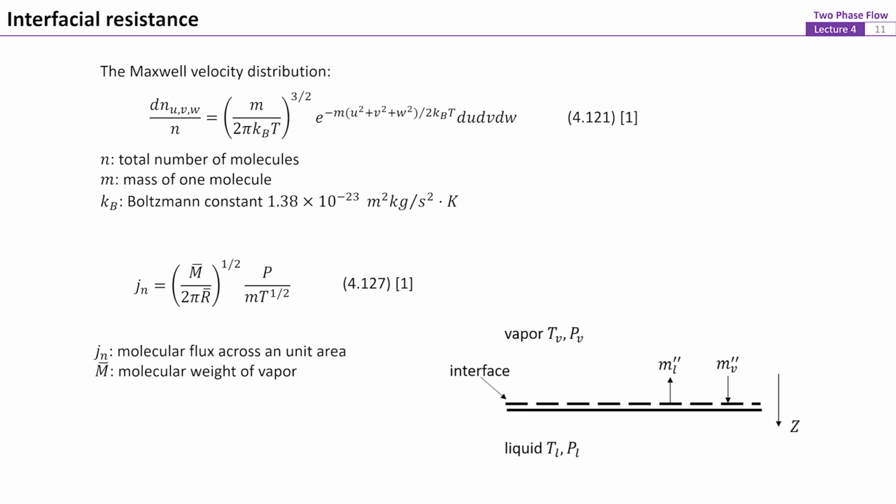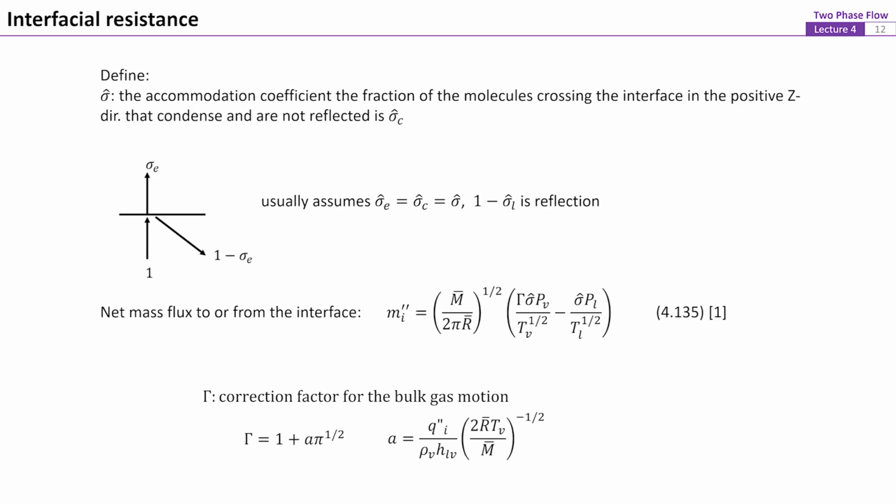Capital M bar is the molecular weight of the vapor. R bar is the universal gas constant. P is pressure. To continue this derivation, it will also be needed to estimate the fraction of the molecules crossing the interface and not reflected. Sigma E is due to evaporation and sigma C is due to condensation.